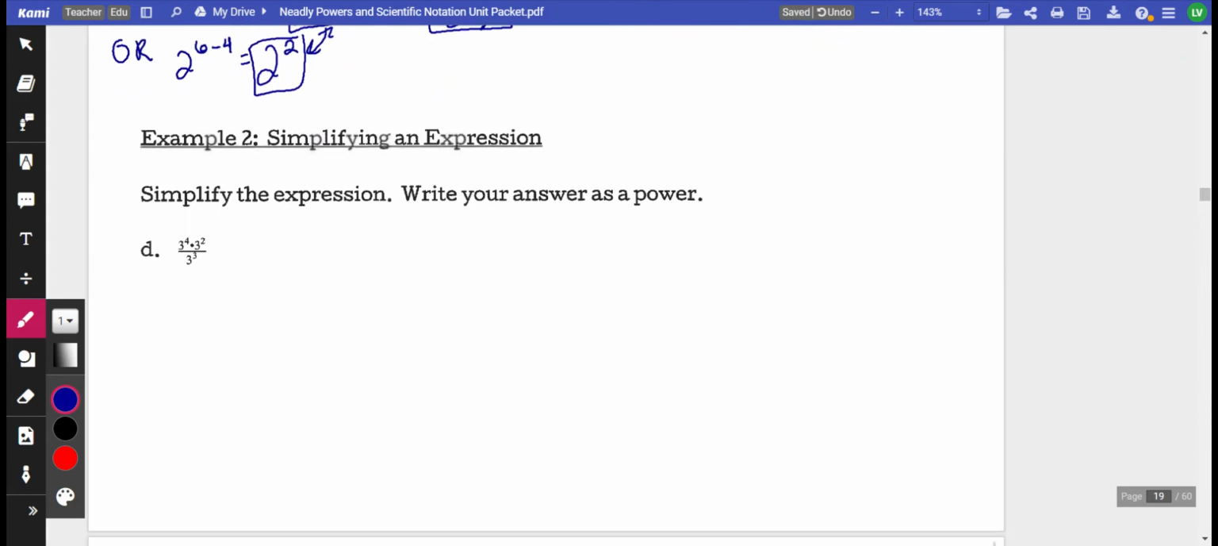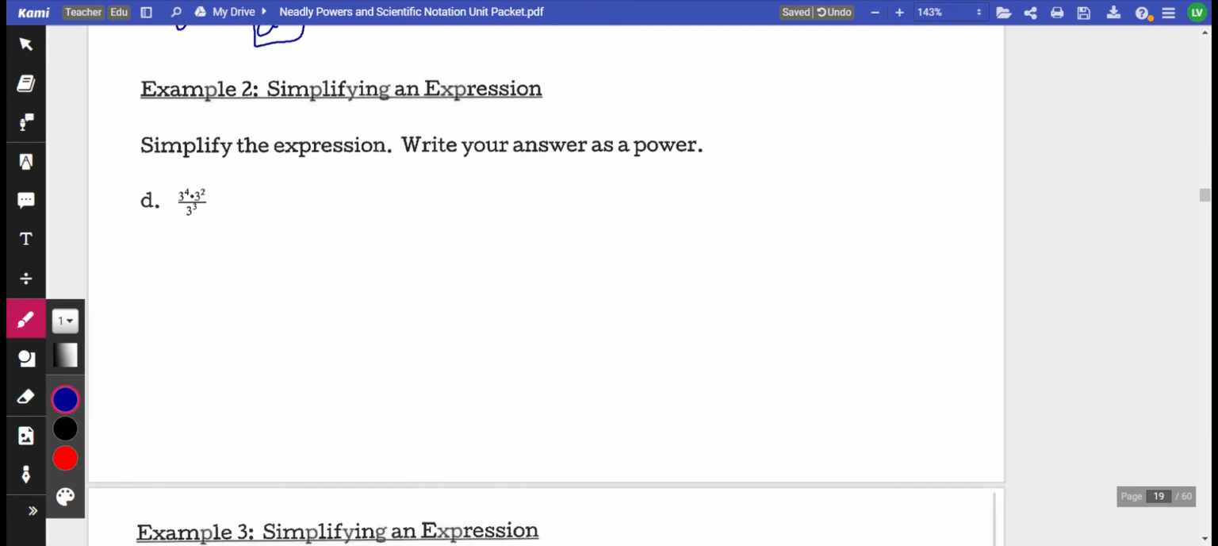Example 2, simplify an expression. So we're going to simplify the expression, write it as a power. Well, this time it's not just dividing. You're also multiplying in the numerator. So 3 to the 4th power times 3 squared divided by 3 to the 3rd.